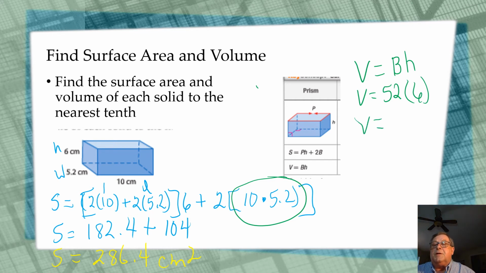And that's 52 centimeters squared times 6 centimeters. So our unit of measurement is going to be centimeters cubed. 52 times 6 is 312 cubic centimeters. Well, I got to tell you, that's been so much fun. We're going to do another one.